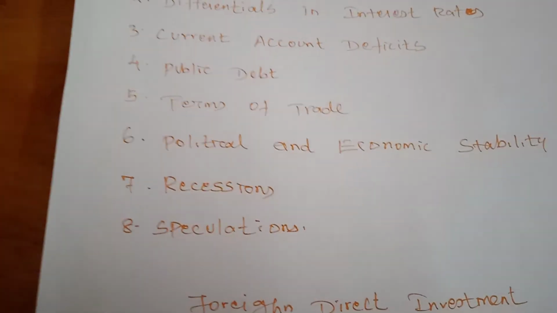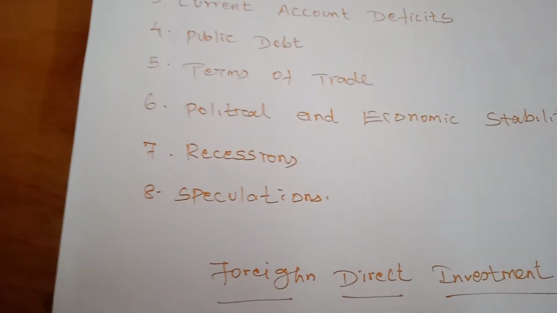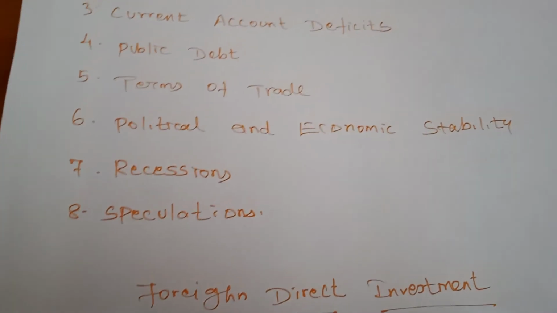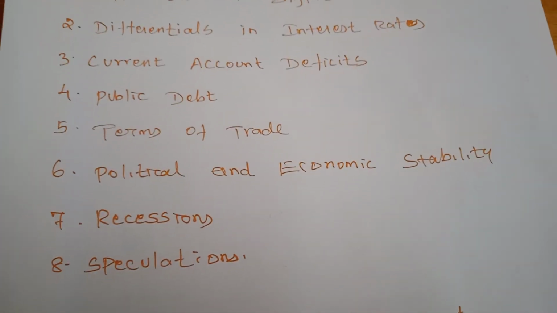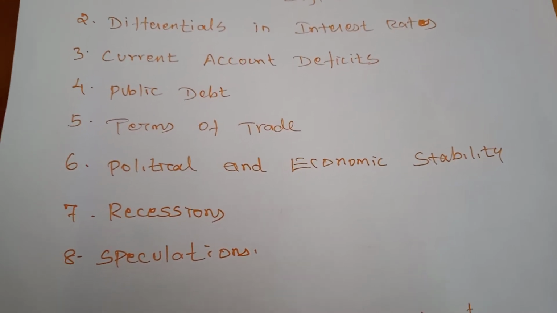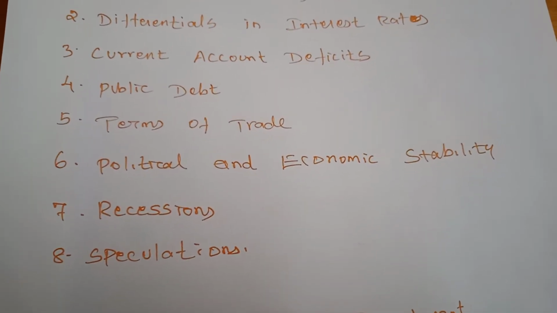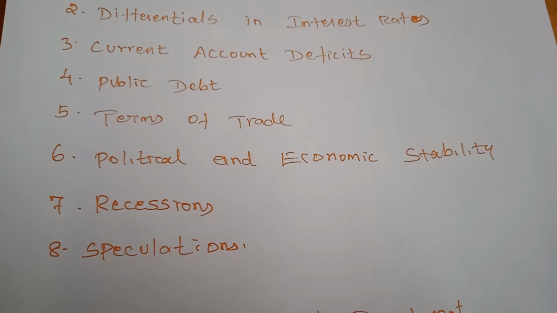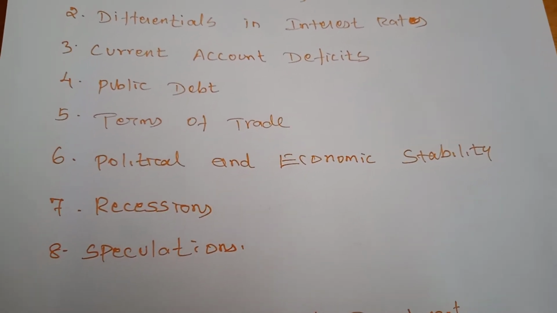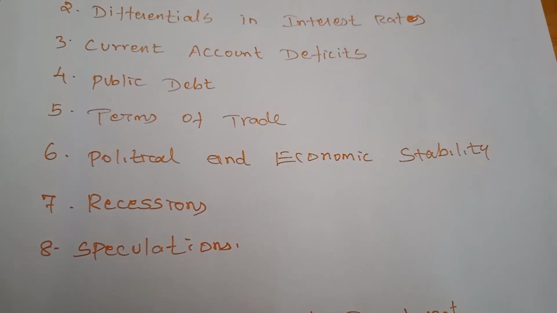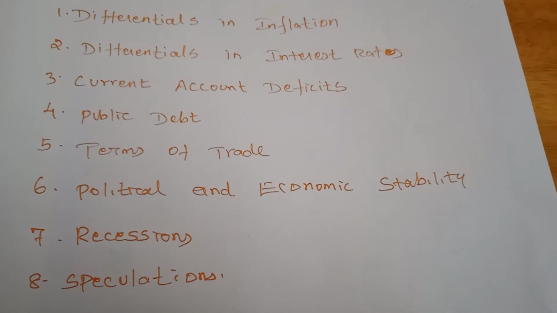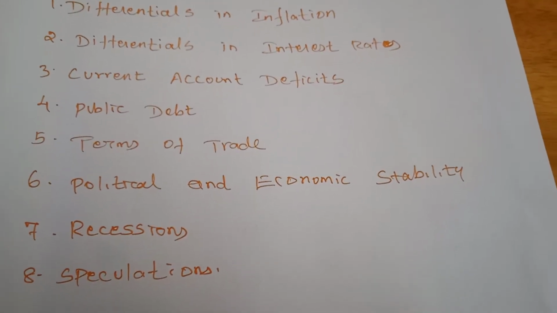Next, recessions. The interest rates are low during the recession phase. We have already studied the many phases of the trade cycle, and one of them is recession. In this recession period, the Reserve Bank of India will be decreasing the rate of interest. Because of that, our domestic entrepreneurs may have the possibility to improve the supply of commodities.